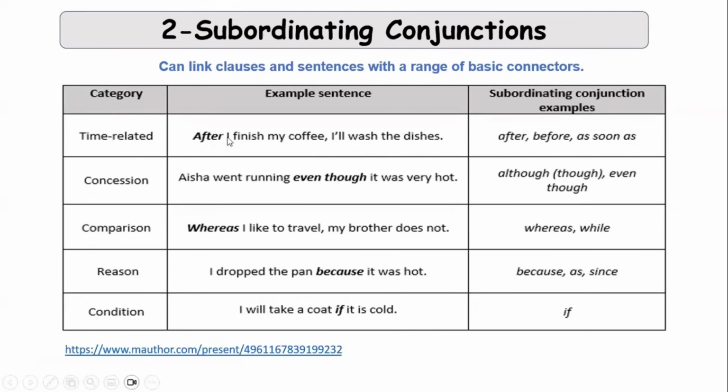So for example, like this one, after I finish my coffee, I will wash the dishes. This one is the subordinate clause because it depends on the other one. And then you have the main clause, which is I'll wash the dishes. After بعد, even though, على الرغم من ذلك, whereas, بينما, because, even because is one of them. All of these, we call them subordinating conjunctions, which are like some connectors to link two sentences together.